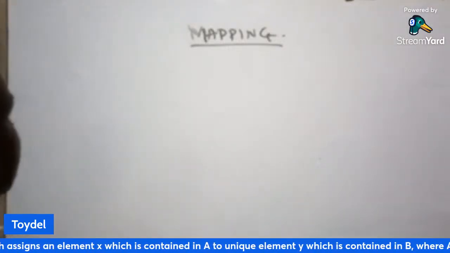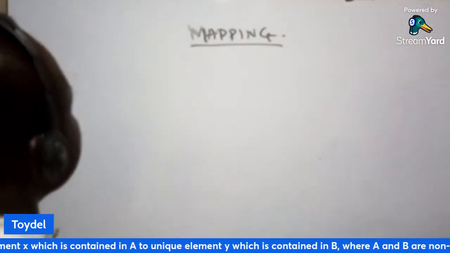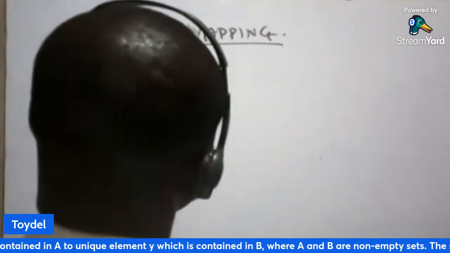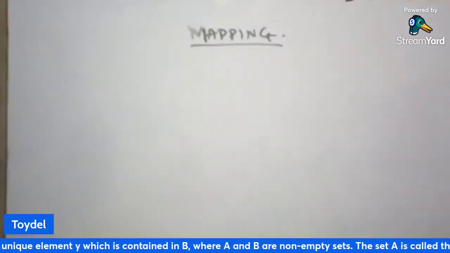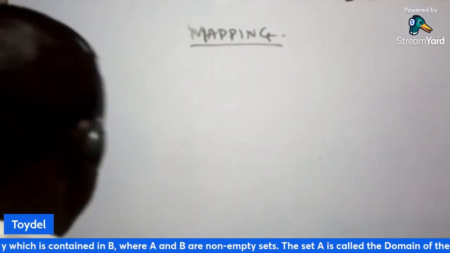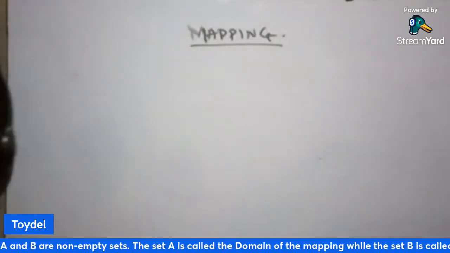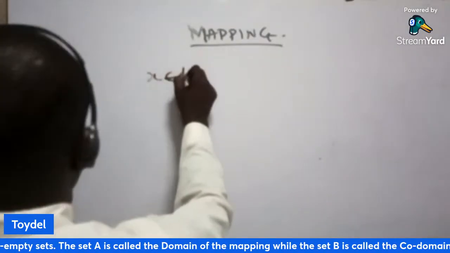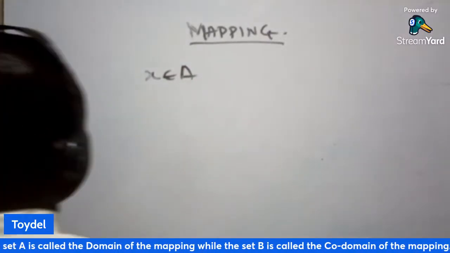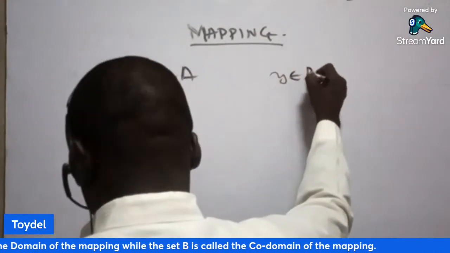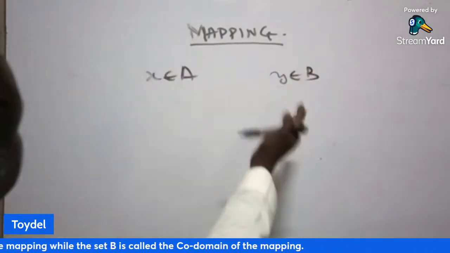Today we'll be talking about the concept of mapping. I've actually introduced mapping, and we define mapping as a rule which assigns an element, say element X in A, to a unique element Y in B, where A and B are non-empty sets.